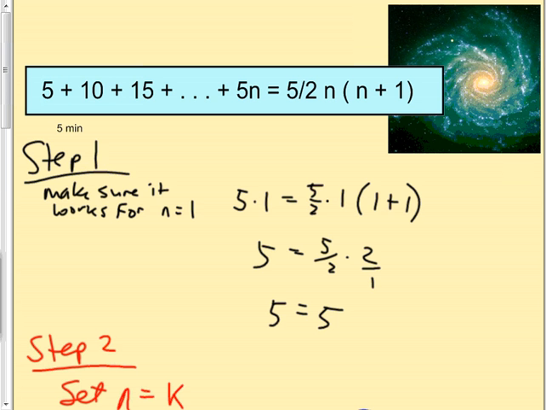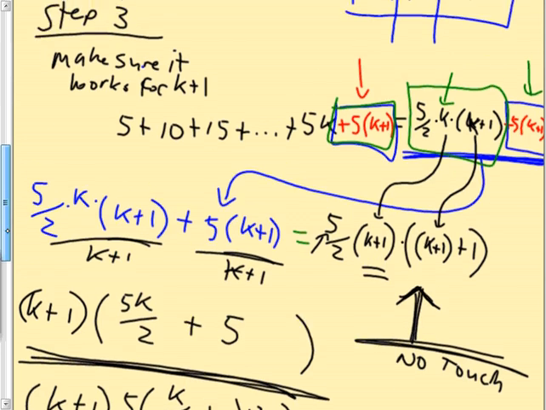Set n equal to k. Good. Because we want to use k for all math induction proofs. I don't know if it's because it's induction or what, but however you want to remember it. And then what's the next step? I got to prove if I changed it to k that it would also work for k plus 1. And so back to our slide here, when we knew that it worked for k plus 1, we added the next term here, and whatever we add to the left side, we have to add to the right side.